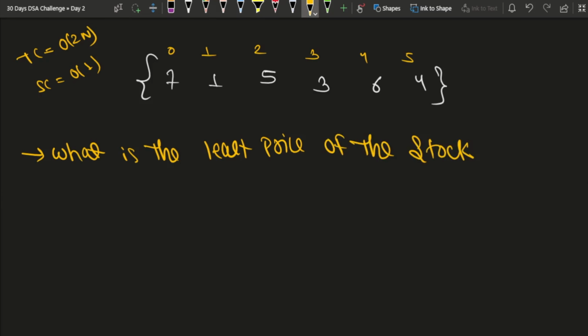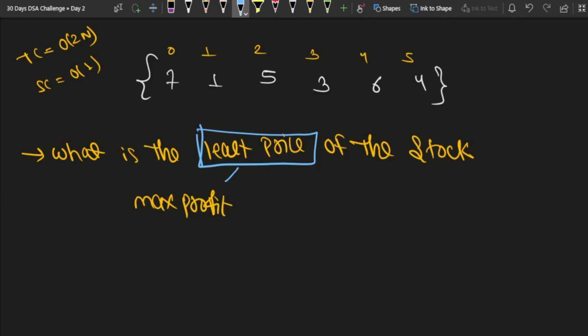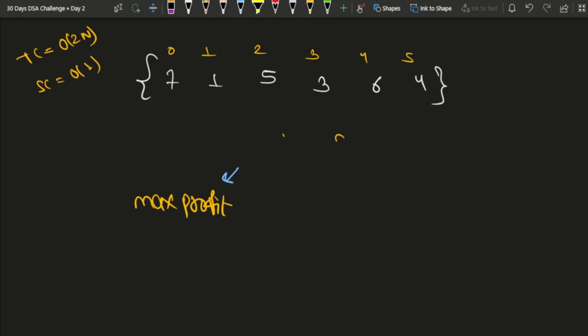And in order to make the maximum profit, I'll buy that stock at the least price. If I buy the stock at the least price and then sell, I'll somehow calculate the maximum profit. How? You will get to know when I do a dry run. So let me show you how this approach works, and with the dry run you will understand it.